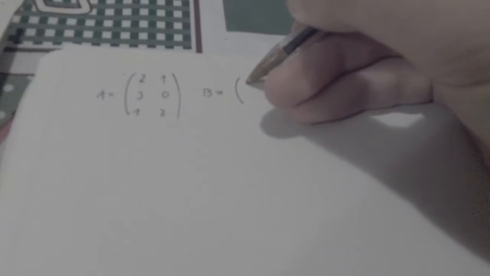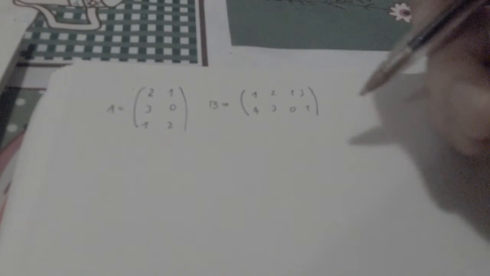but let's try it with higher dimension matrices, so not just those two very simple matrices. Yeah, I have a blank sheet here. So let's suppose that our matrix A is, I don't know, like 2, 1, 3, 0, 1, 2, and our matrix B is 1, 2, 1, 3, 4, 3, 0, 1.